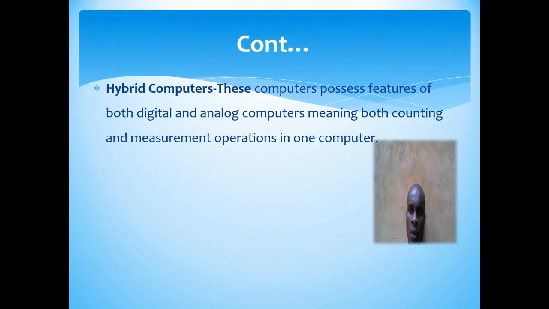Last, we have hybrid computers under the categories of how data is processed. We say that these are computers that possess features of both digital and analog computers, which means they do both counting and measuring operations in a computer.